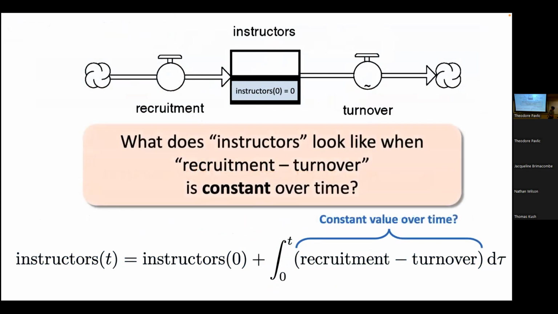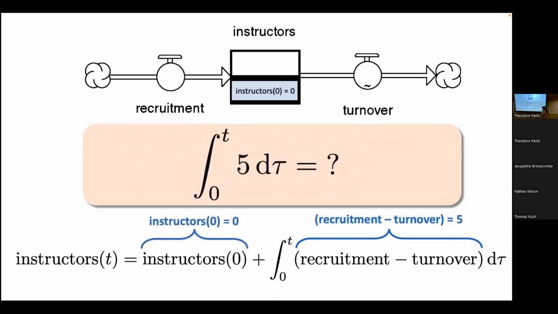Okay. All right, so with that in mind, we can start reasoning using our old calculus-based insights about what we might expect when we simulate simple systems moving forward. So if the recruitment minus the turnover was constant over time, what shape would the instructors look like over time? All we're really asking here is what happens when you take the integral of a constant. Now, I'm not going to ask you to take an integral of a constant, but if you reflect fondly on your first calculus course, you'll remember that when you take an integral of a constant, you get a line.